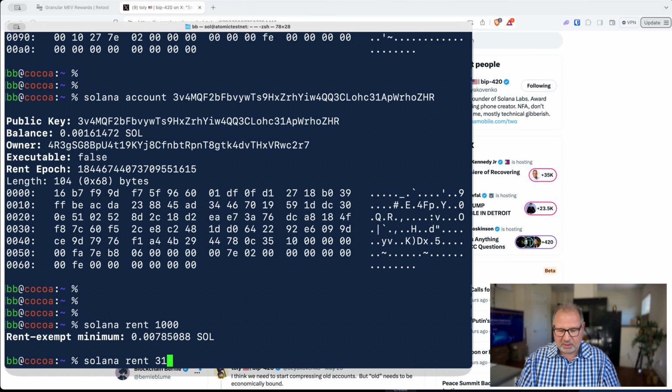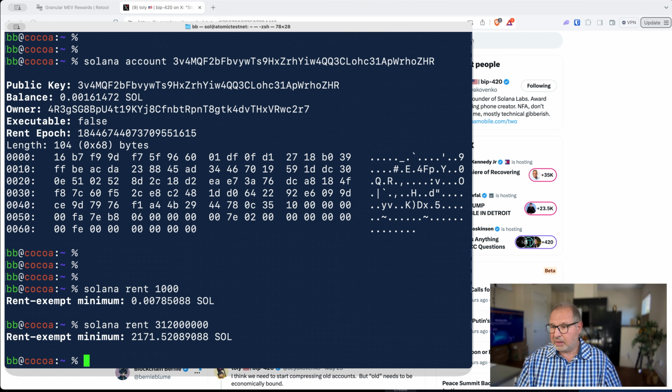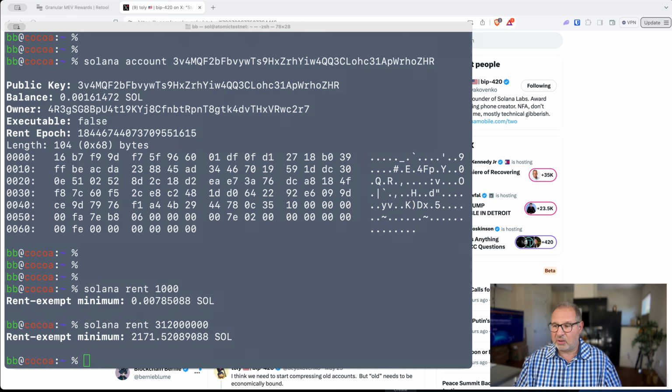Solana rent 312 million. So the rent exempt minimum is 2,171 SOL, right? 2,171.52 SOL times, let's say, $145 per SOL. That's 2,171.52 times 145. That's $300,000 for just one epoch worth of claim status accounts, right?